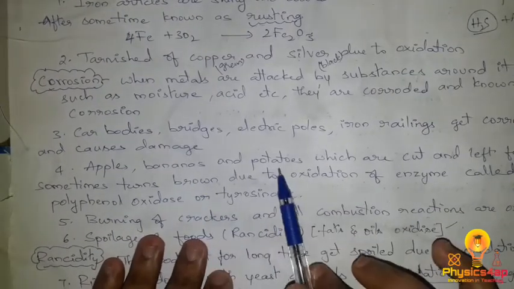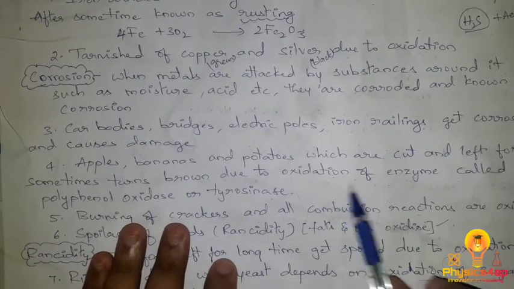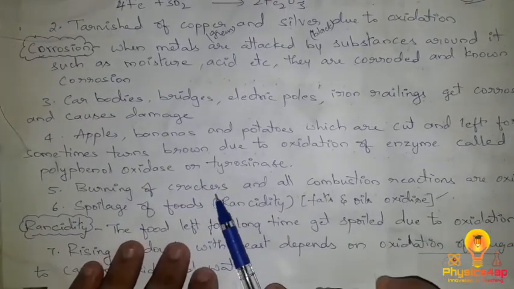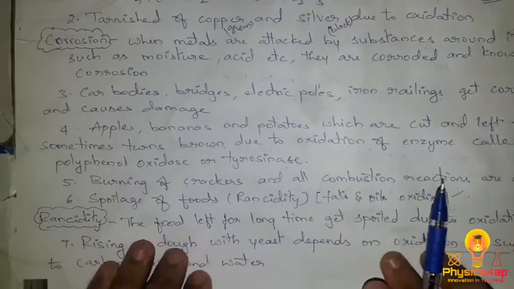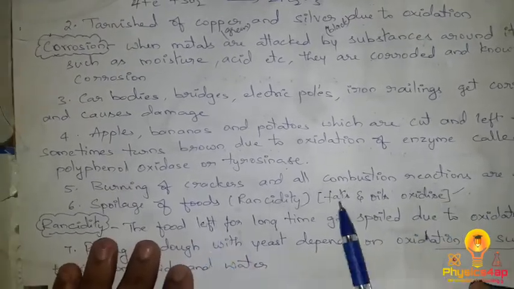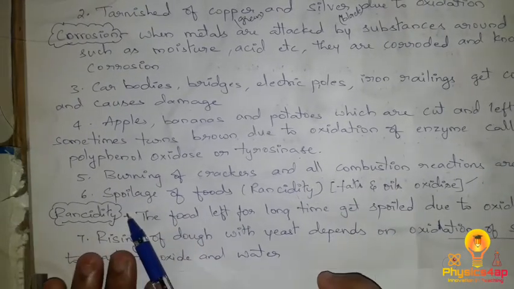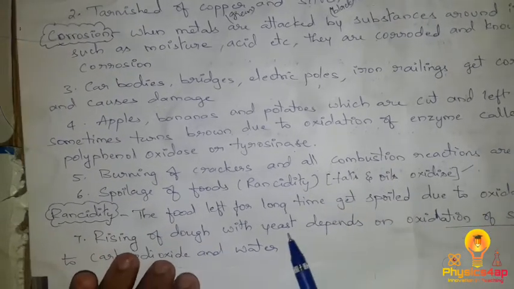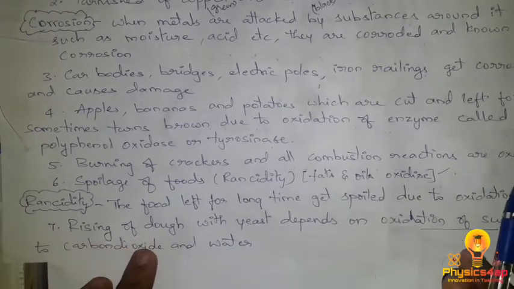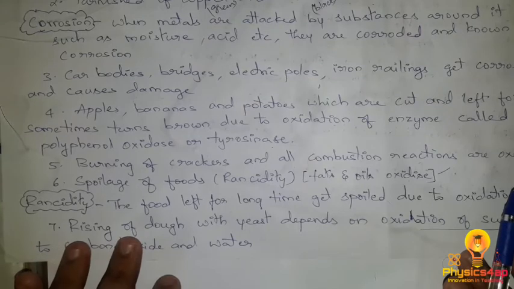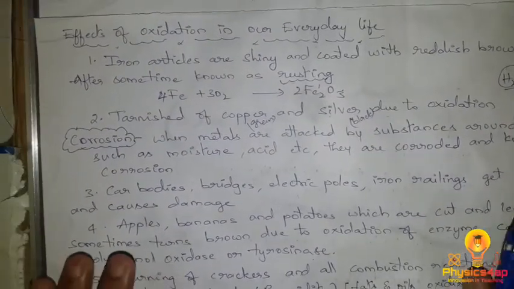Apples, bananas and potatoes, when they are cut and left out, turn brown. It is due to the oxidation of the enzyme. The burning of crackers and all combustion reactions are oxidation reactions. The spoilage of food due to the oxidizing of fats and oils is called rancidity, and the rising of dough with yeast depends upon the oxidation of sugar to form carbon dioxide and water. So these are the effects of oxidation in our daily life.